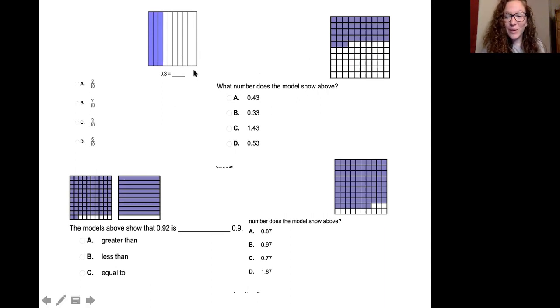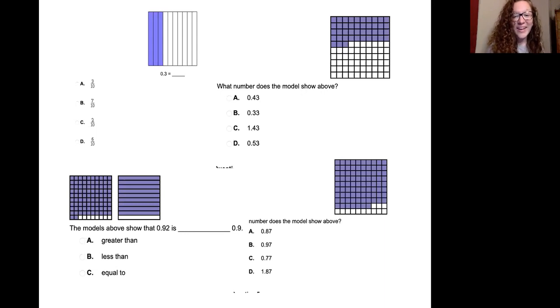Let's go to this one right up here in the top right. First of all, are these separated into tenths or hundredths? Hundredths. Good. Okay, so I'm looking at these and I can count them one at a time, or I can count these rows by 10. So I would have 10, 20, 30, 40, 41, 42, 43. So which one of these decimals would show 43 hundredths?